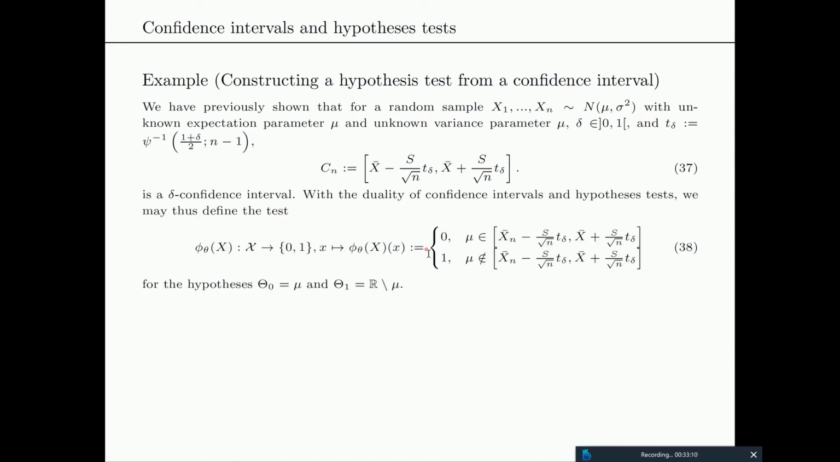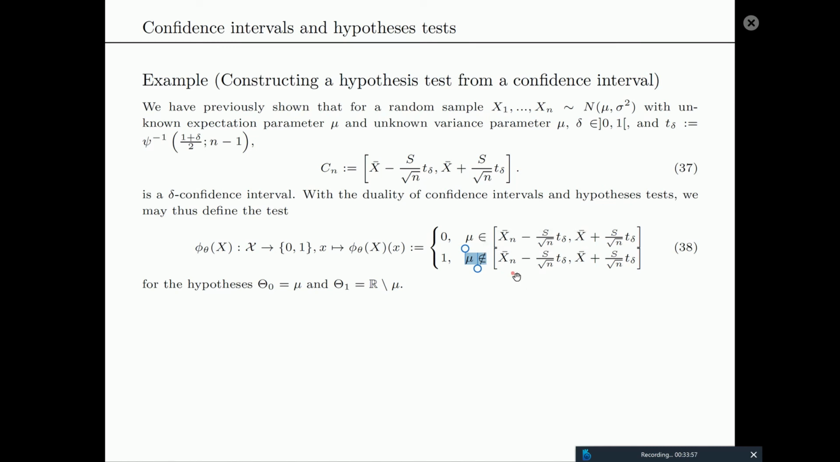Now we can create a test for the expectation parameter, for the null hypothesis theta 0 being equal to mu, by not rejecting the null hypothesis if our hypothesis mu is in this confidence interval, and rejecting the null hypothesis if our hypothesis mu is not in the confidence interval.